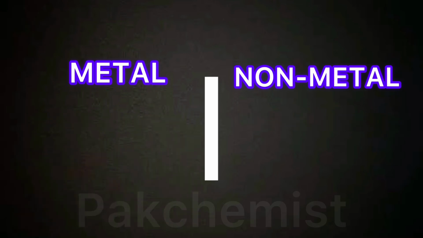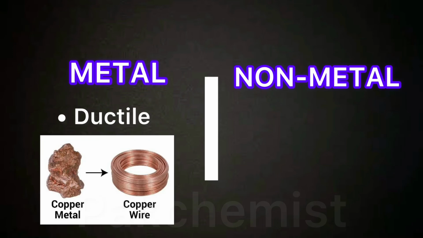Okay, so the next property of metal is they are ductile because they can be drawn into thin wires. You can see the example by looking at these pictures. It means we can easily make these metals into wire. You can see a copper wire, it is a very common example. While on the other hand, non-metals cannot be drawn into wires.